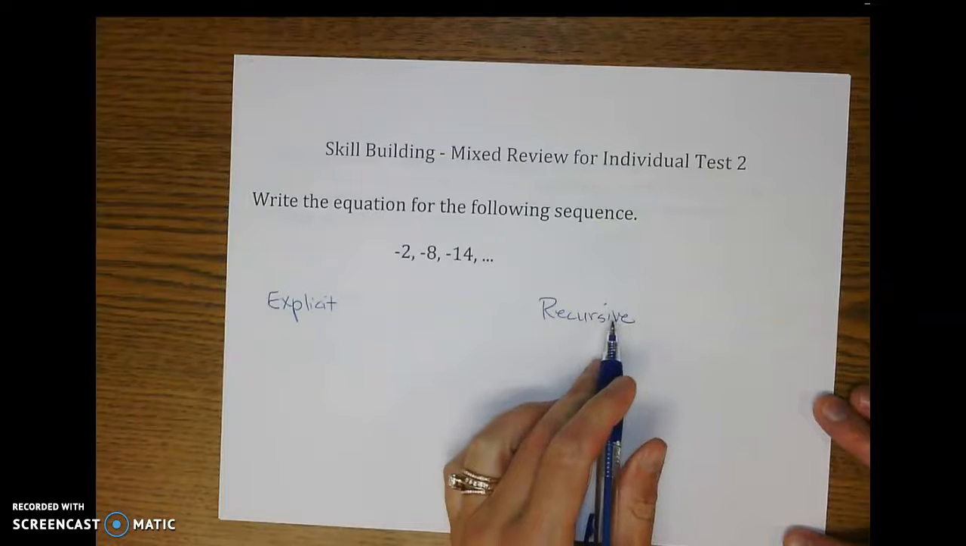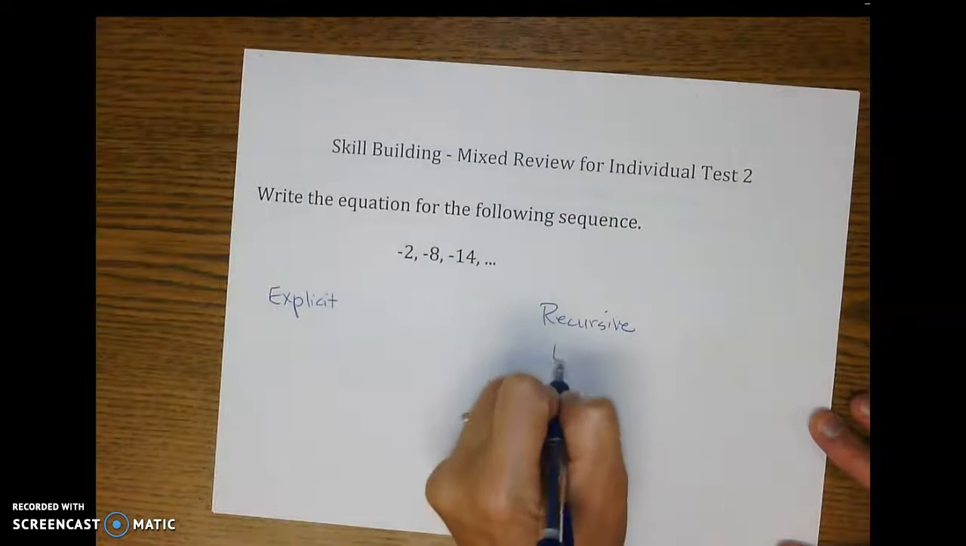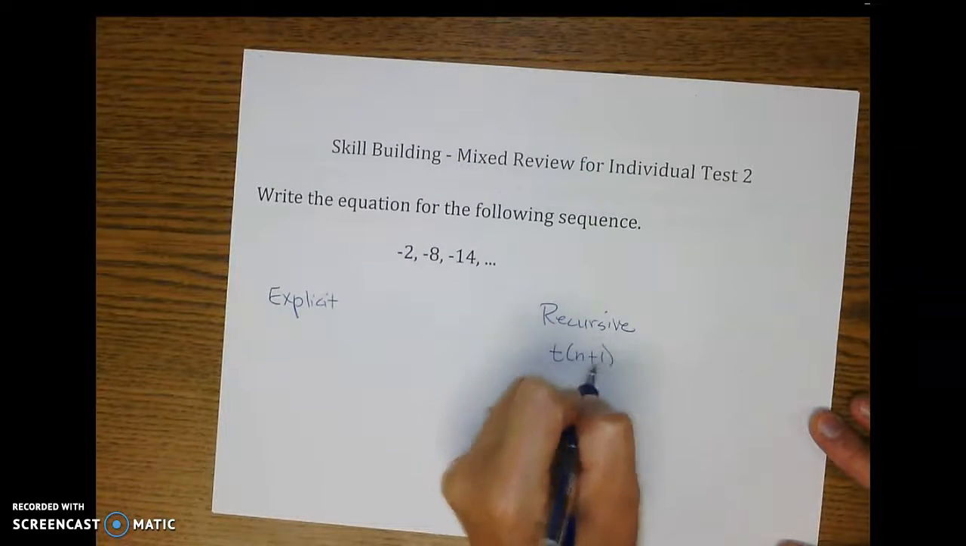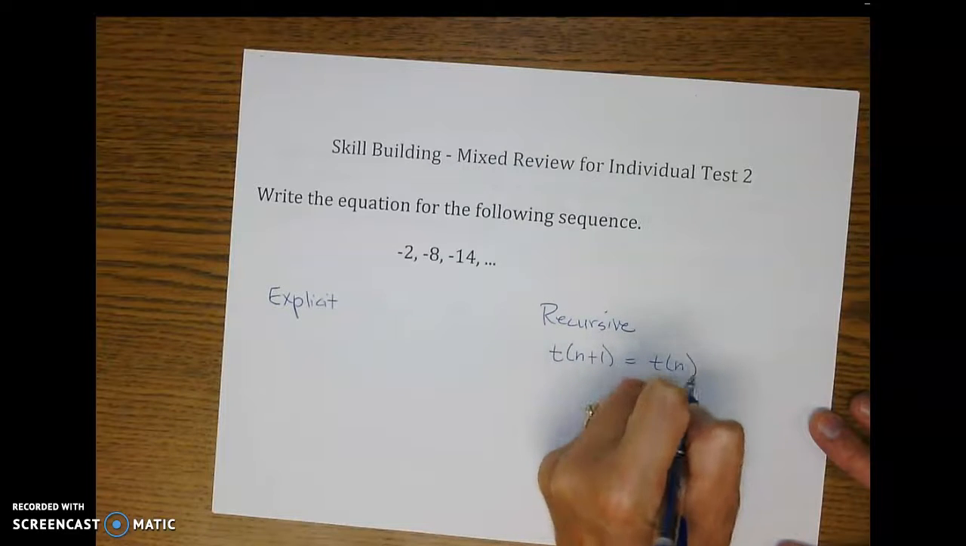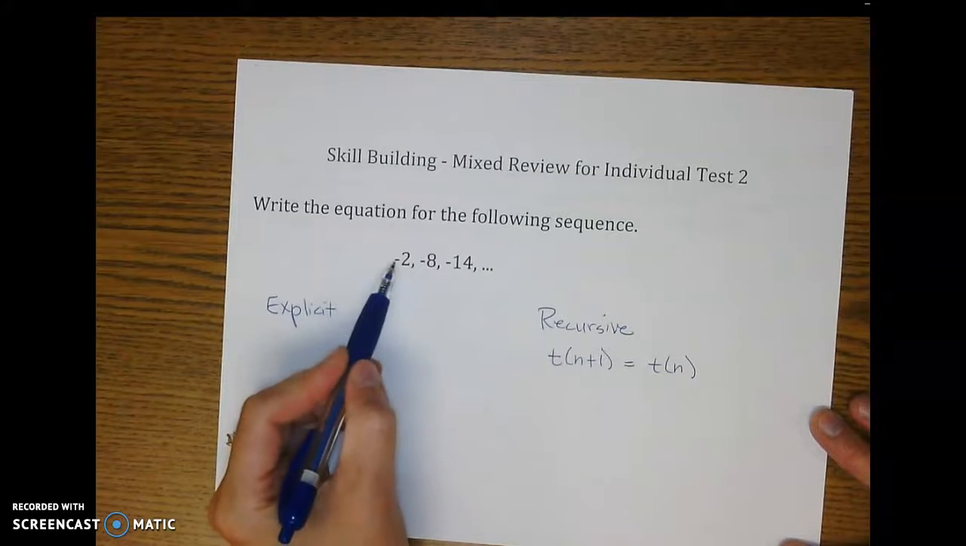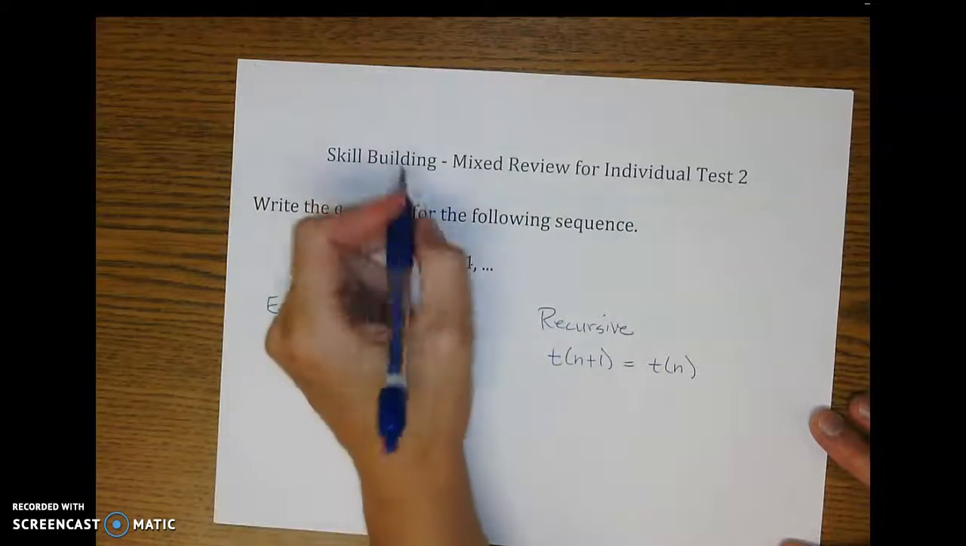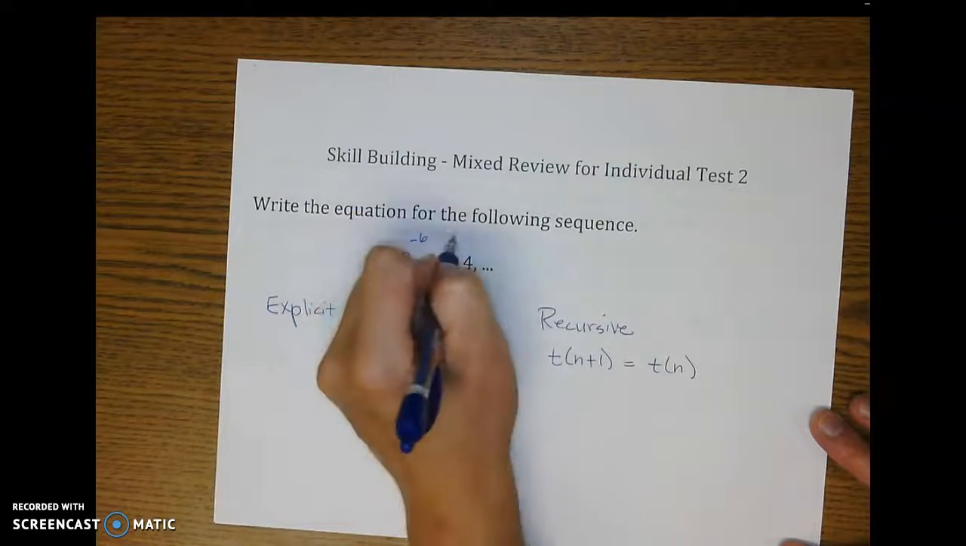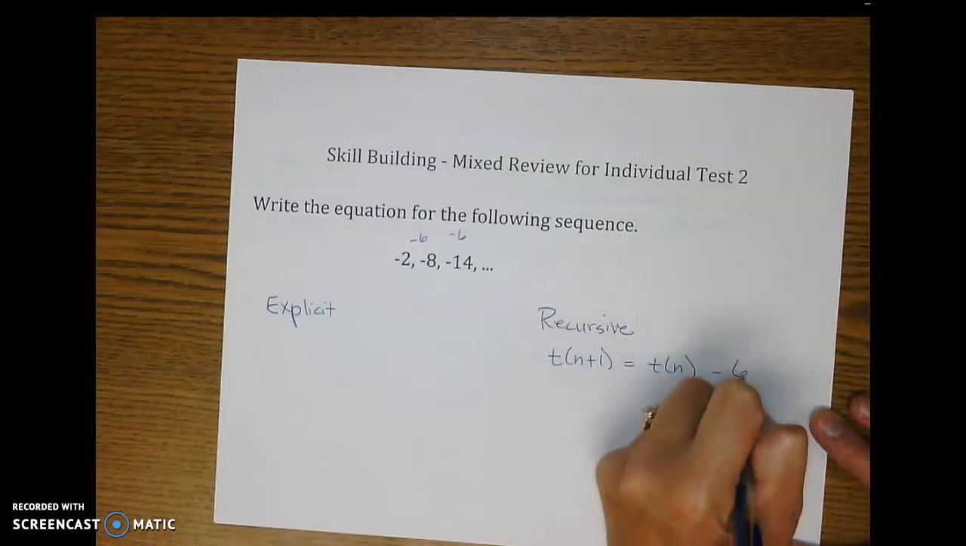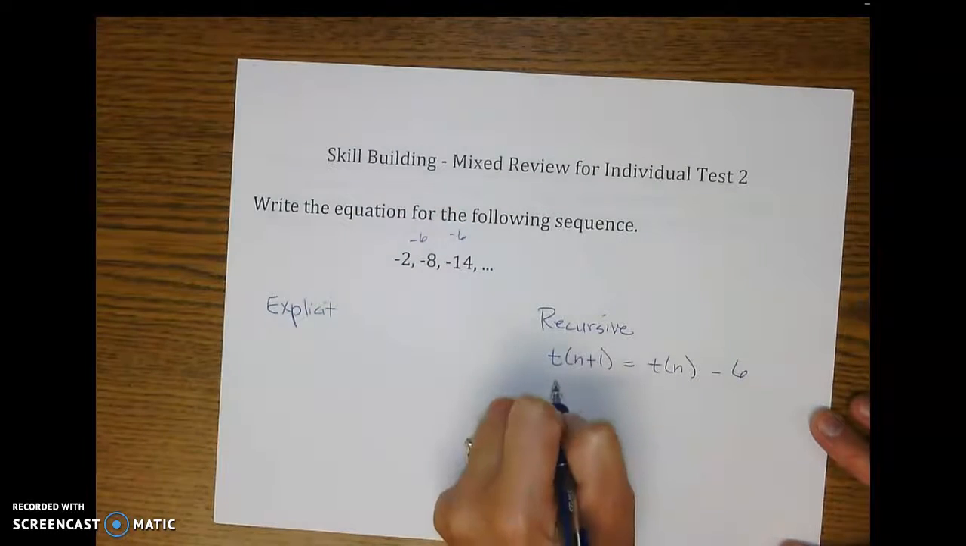Let's start with recursive first. So that always starts out the same way. To get the next output, you take the current output, and what are we going to do here? How are we going to get from -2 to -8? We're going to subtract 6, and that also works over here. So subtract 6. Also, you need to tell them where to start.